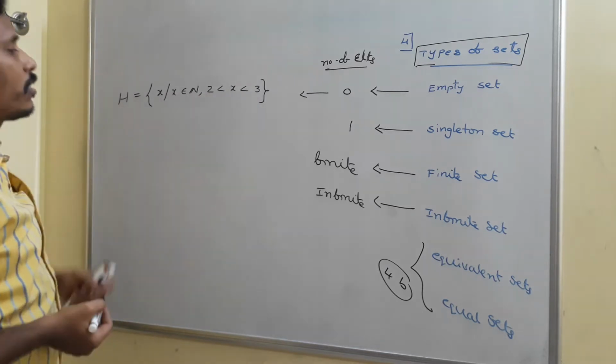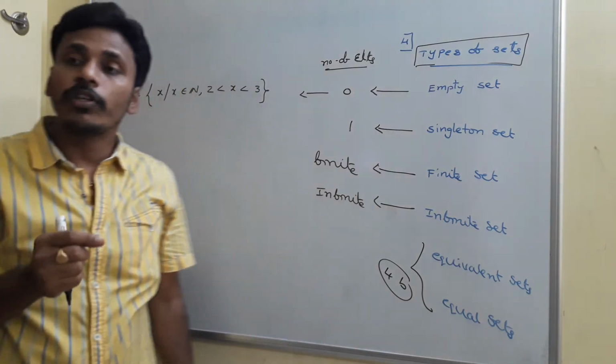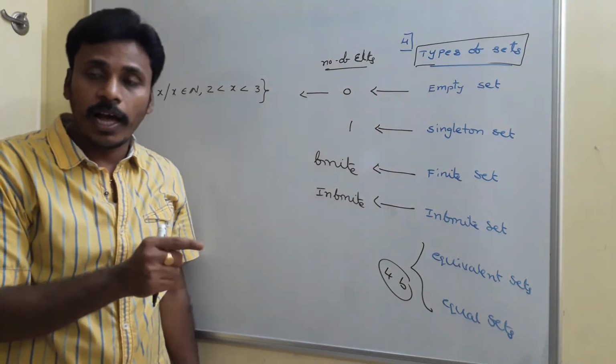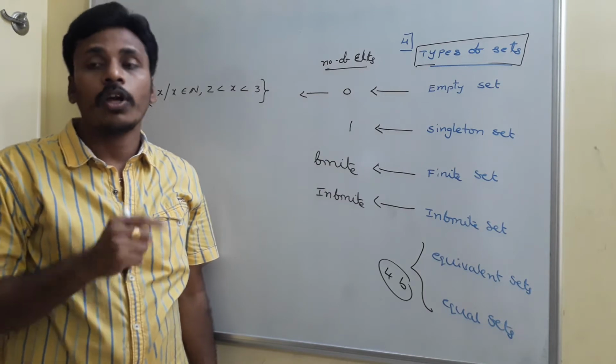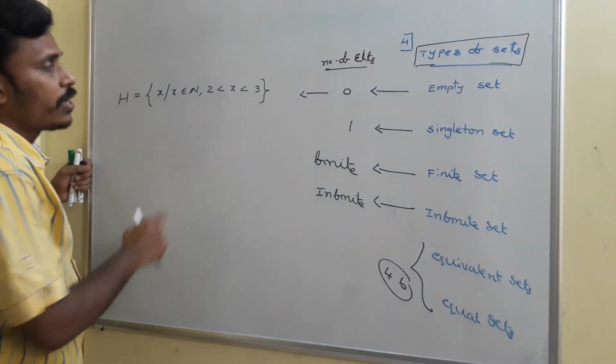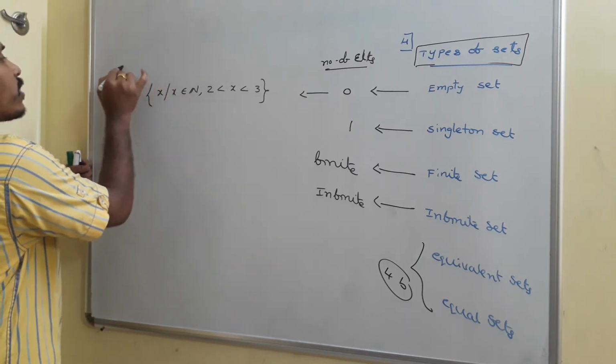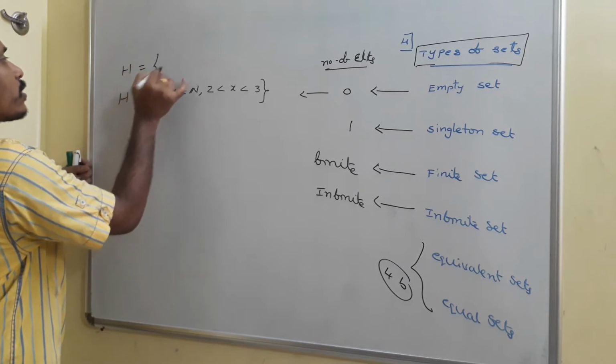Think about this set. I need to collect some natural numbers which are in between 2 and 3. Are there any natural numbers between 2 and 3? No. So in the sense, no element is included in this set H. Since no element is included in this set, we also write this H like this.